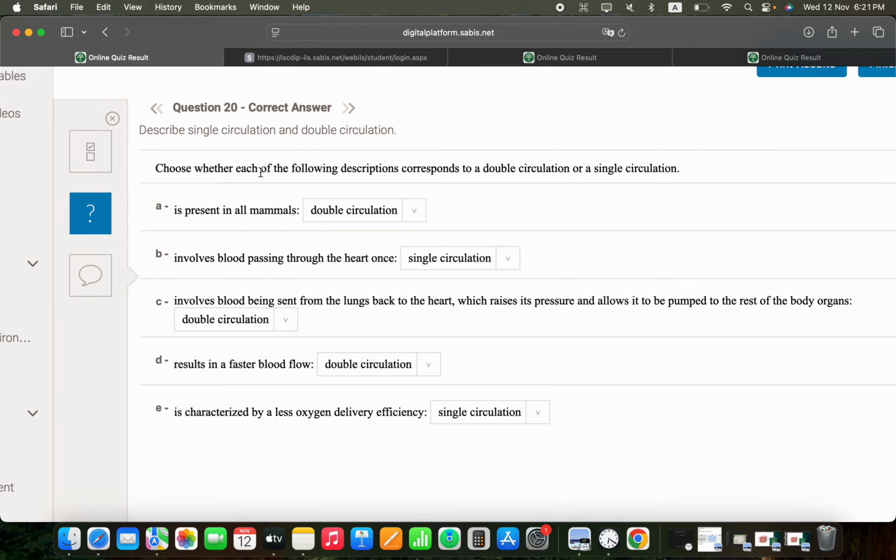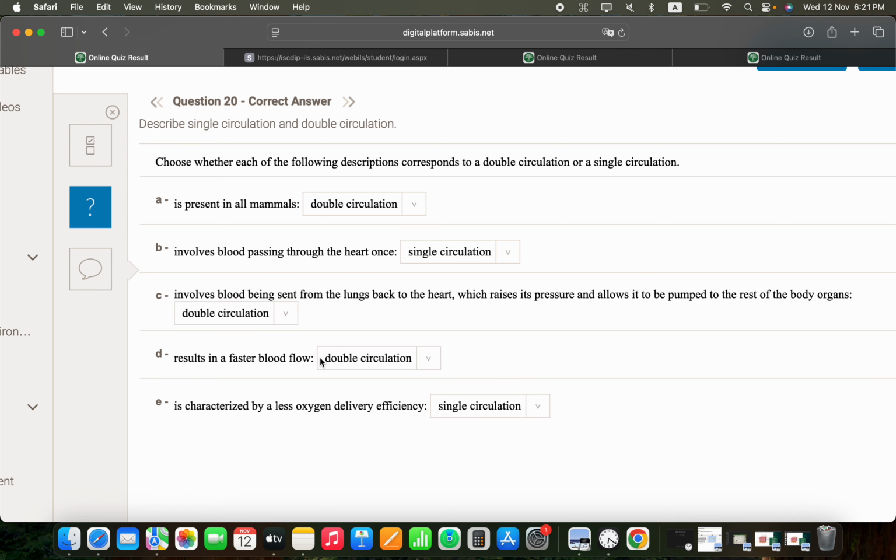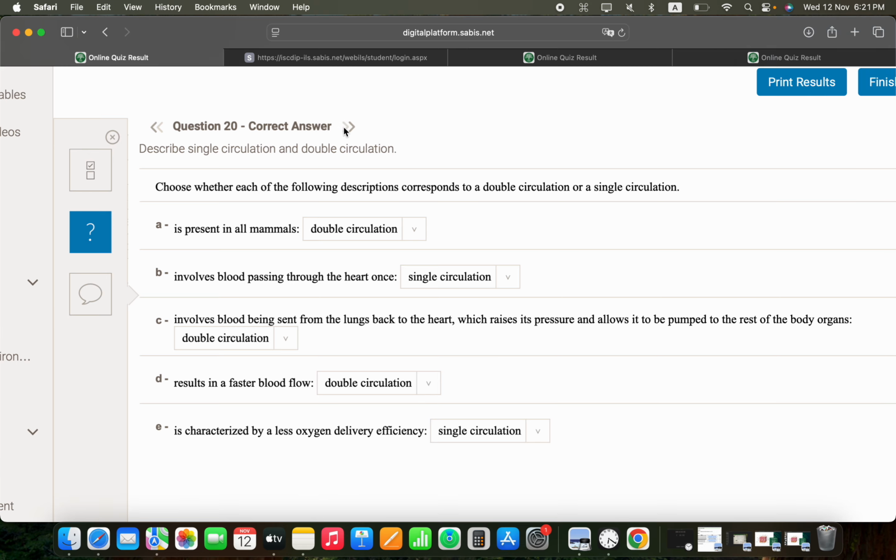You can memorize this as well. It's single and double circulation. It's very easy. Just go through this. Which is present in all mammals? Of course, it's double circulation. Blood that goes once and is sent back to the heart is obviously single circulation. Double circulation will provide faster blood flow and more oxygen, whereas the other is obviously going to be single circulation.